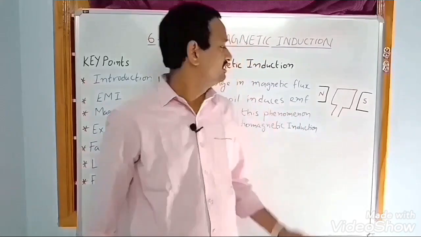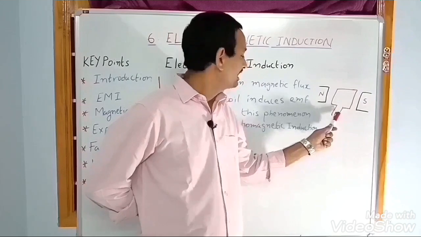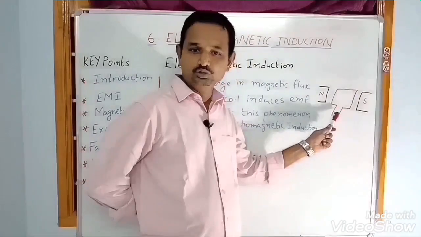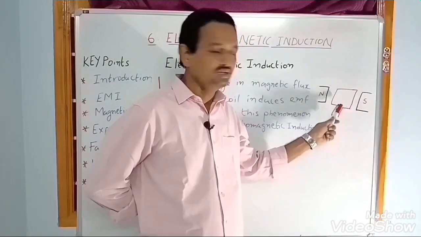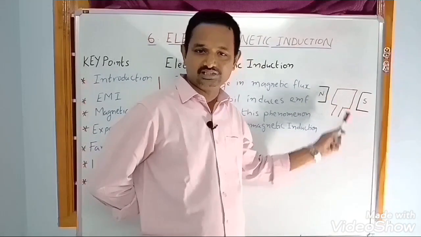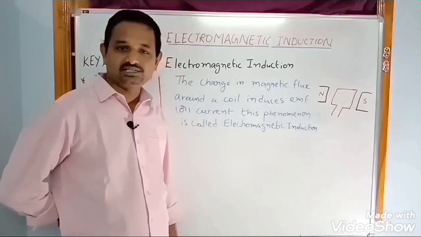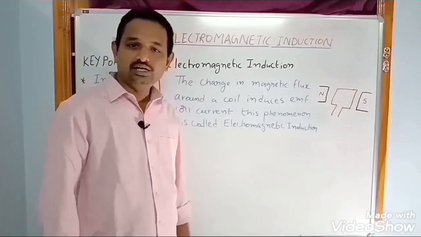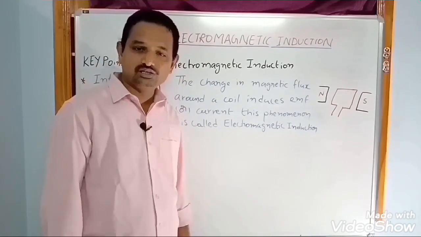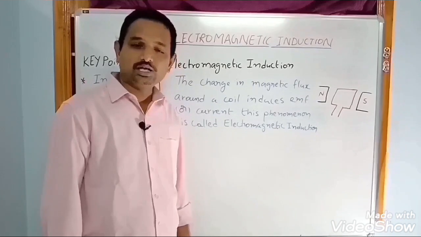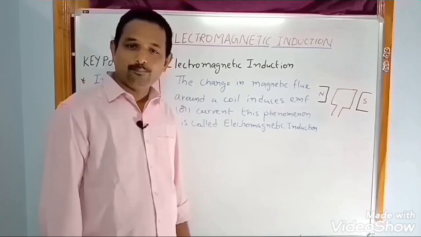So what is electromagnetic induction? Look here, students. When a coil is rotated in a magnetic field, current is induced due to change in magnetic flux. This phenomenon is called electromagnetic induction. So the change in magnetic flux around a coil induces EMF or current in that coil. This phenomenon is called electromagnetic induction. Now, what is magnetic flux?